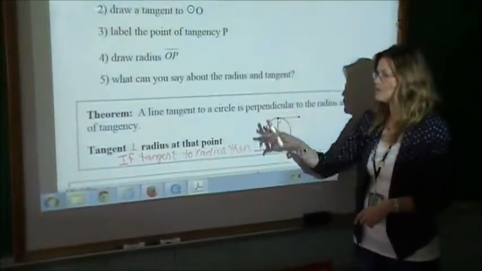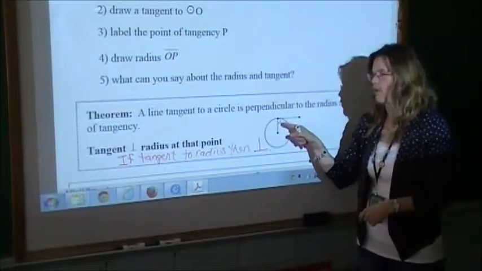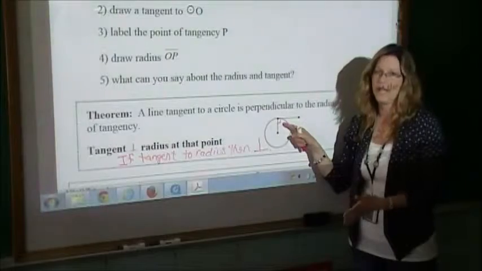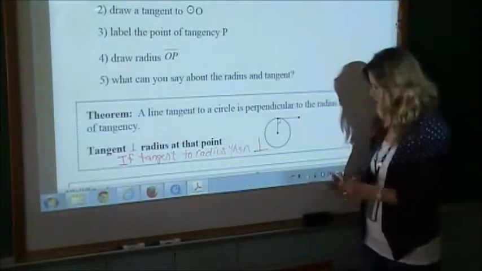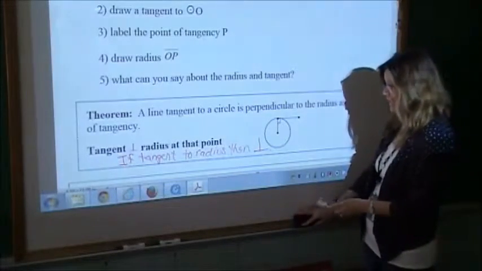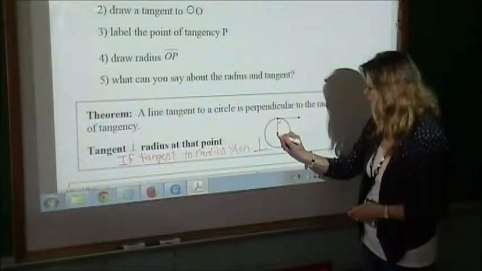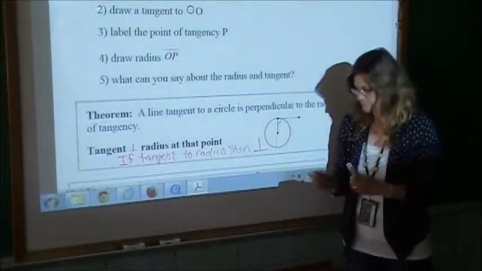So another thing you have to train your brain for is if you have a tangent and a radius, you automatically get a 90-degree angle there. They're not going to tell you that, they're just going to tell you you have a tangent. So you need to look for tangent and radii. It also works with a diameter too. If this was a diameter and a tangent, it still gives you that right angle.